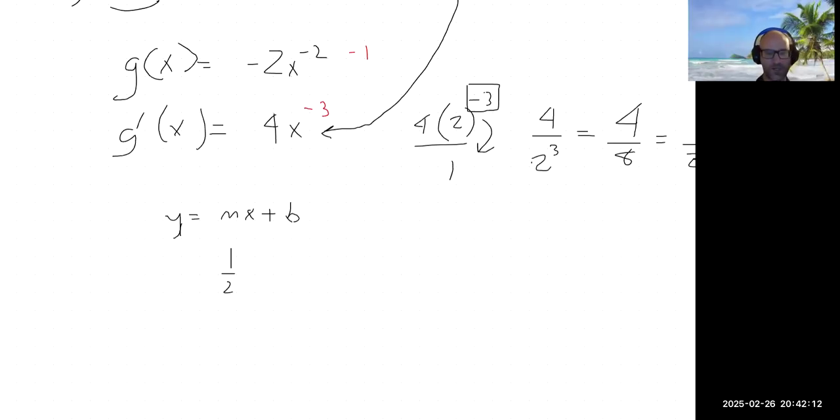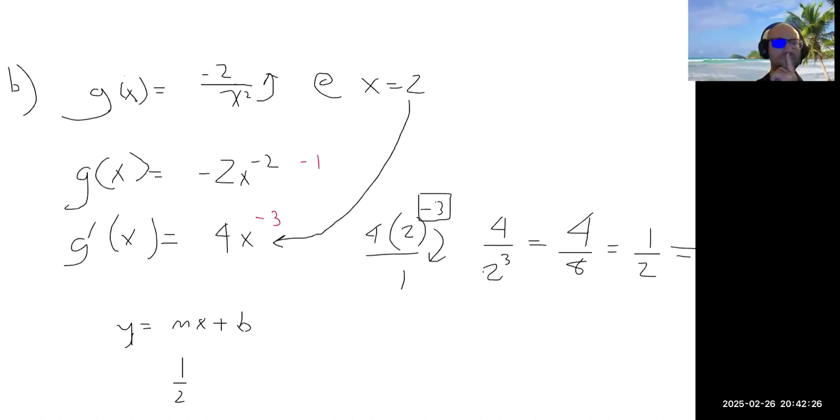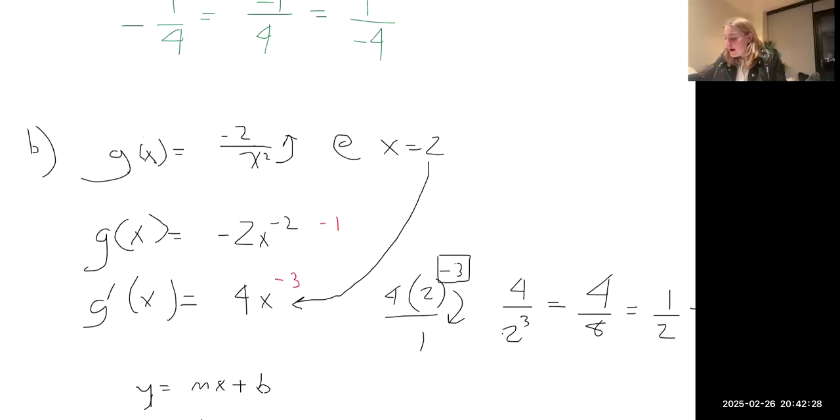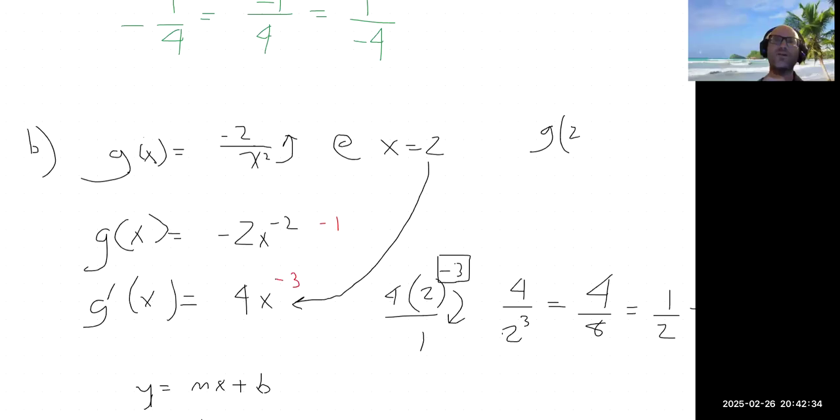And I think he gave us a point. Oh wait, it just said at x equals 2. So he didn't give us the y value for that. So we have to find y. We know that x is equal to 2, and we can substitute that into the original function to get the y value.